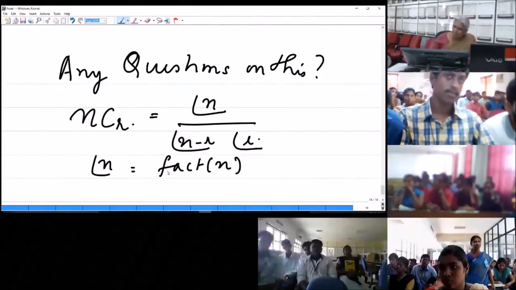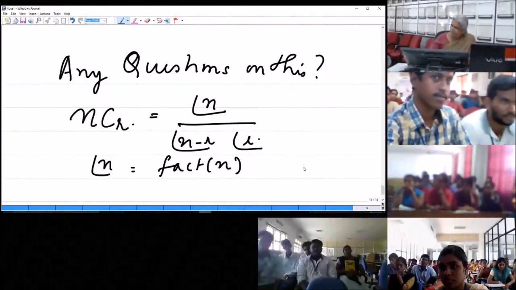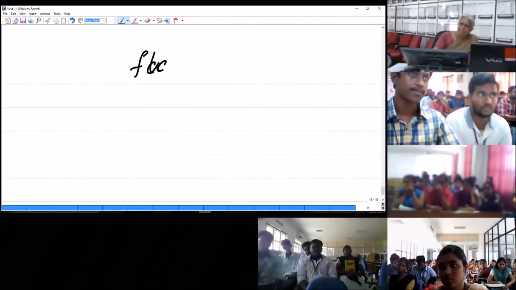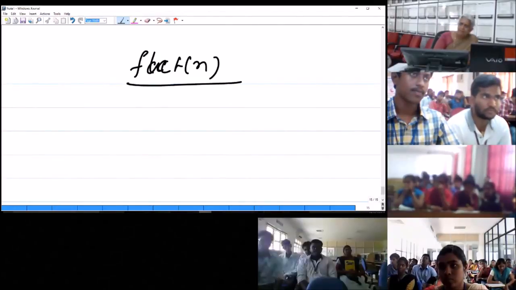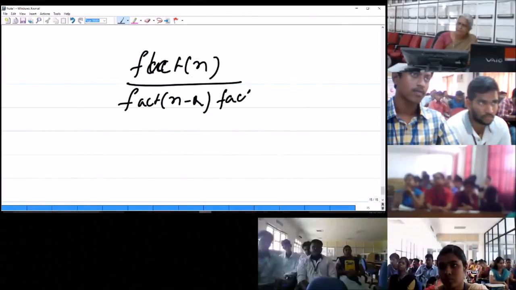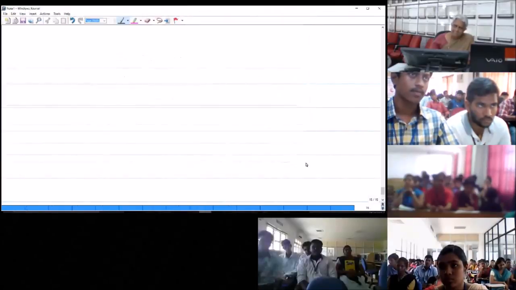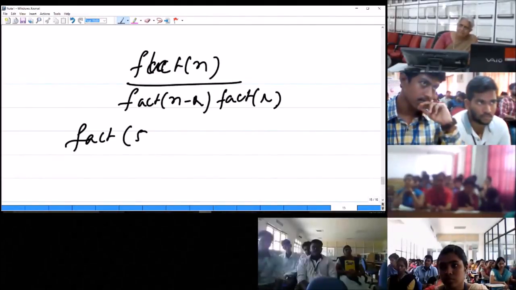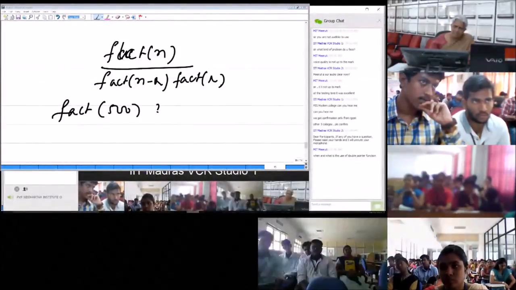Clearly I can compute it as fact of n by fact of n minus r into fact of r. Now what will happen with this? Suppose I give you fact of 500. What will happen? Have you tried running it?